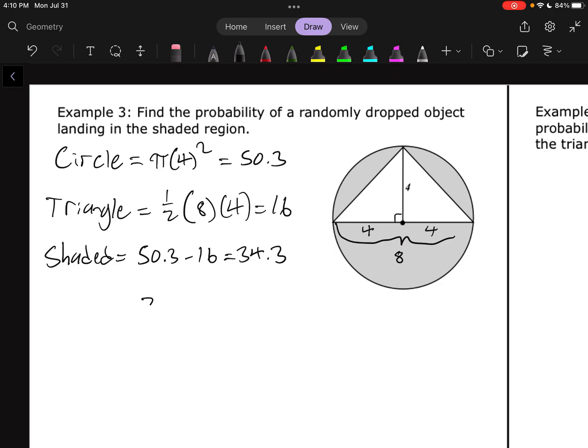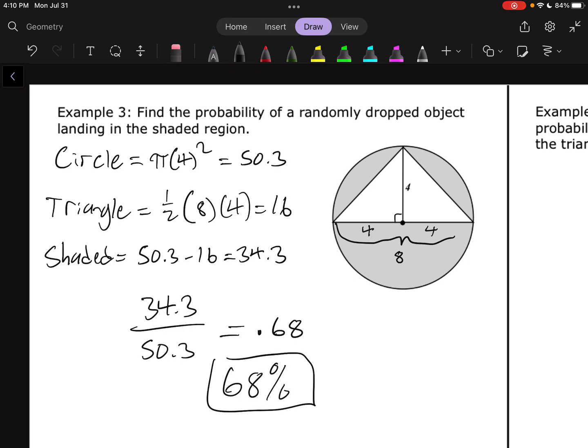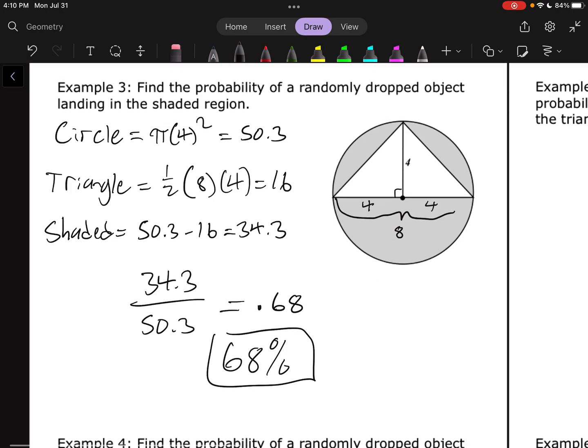So now we will do shaded divided by total. So that's 34.3 divided by 50.3. I'm getting 0.68. So that would be a 68% chance of landing in the shaded part.